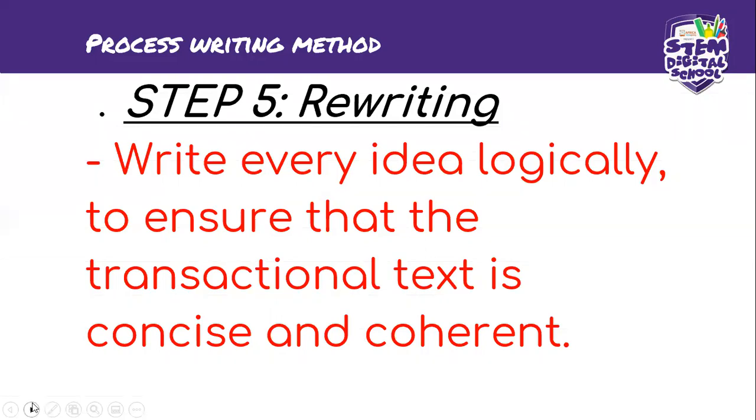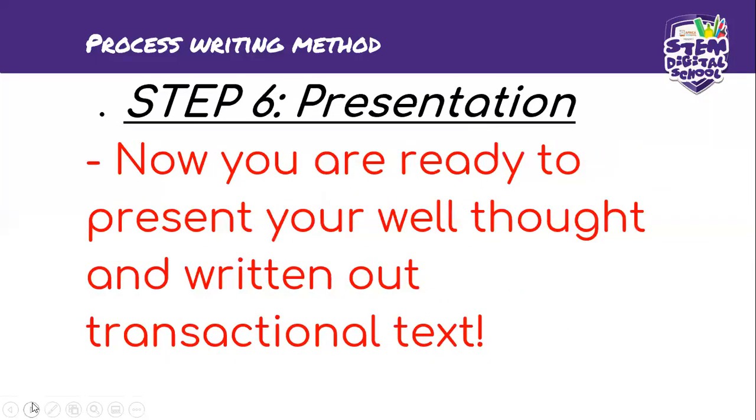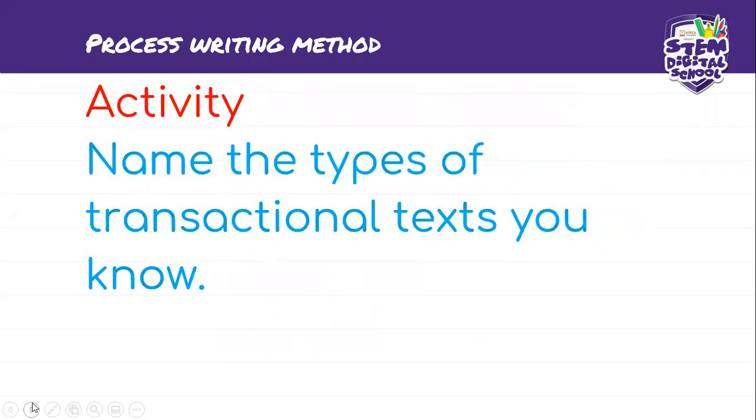Okay, then step 6, that is when you are done. Now you are ready to present your well thought out and well written transactional text. So here you are done. By this step, you would have realized that you didn't leave anything out. Okay, your work is neat, and all those mistakes, you have minimized them, you were able to eliminate and correct them, and now it looks professional. It looks like something which will go to tomorrow's newspaper. Yeah. So that is what the process writing method was all about.